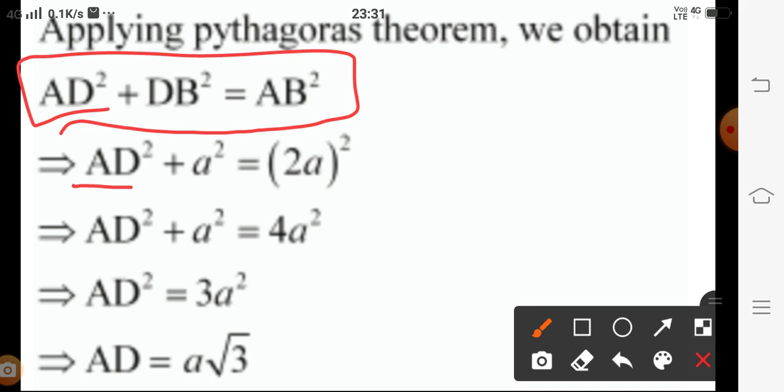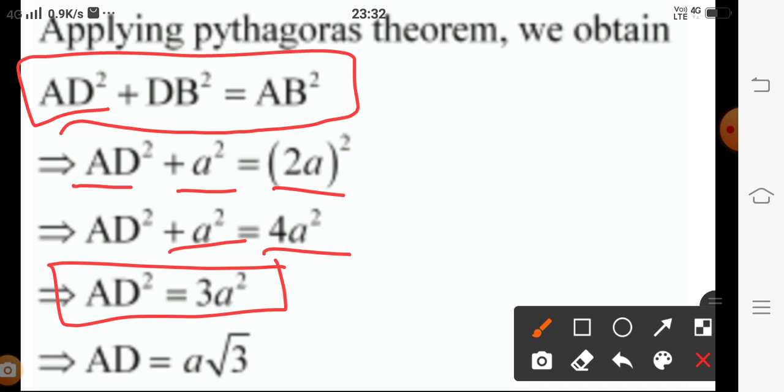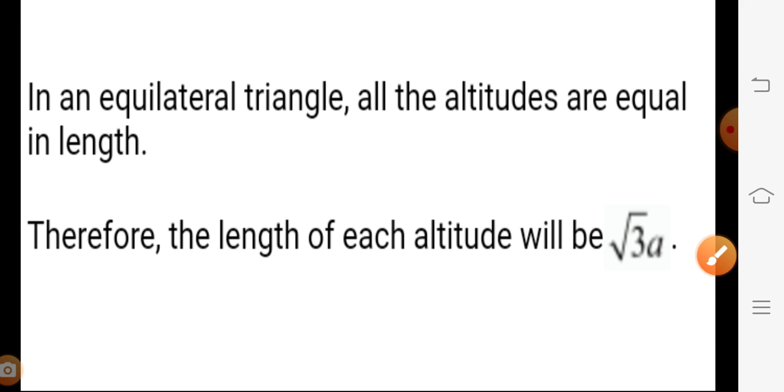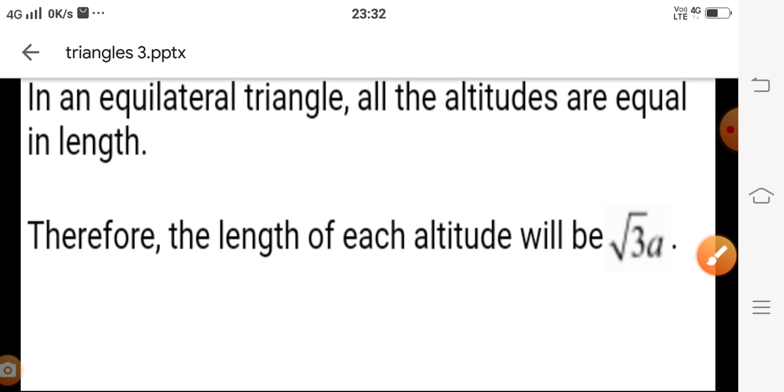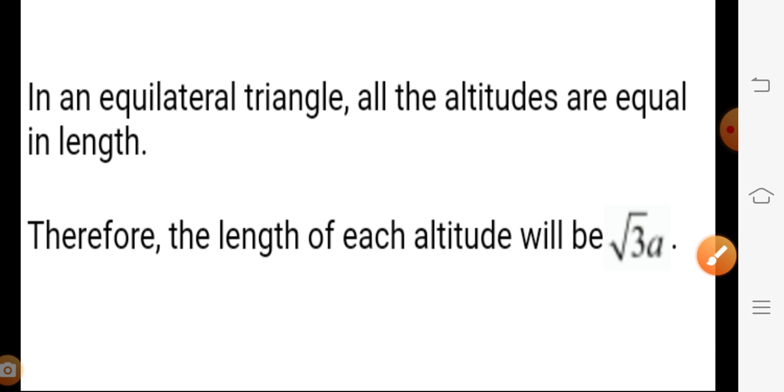Put the values. If you are putting the value, then DB is A and the length of AB is 2A. Then on making square and on subtracting, we are getting 4A square minus A square, that is AD square is equal to 3A square. Then AD equal to, we are getting A under root 3. This is the required length of the altitude of the equilateral triangle, and each altitude is equal. For this reason, the solution we are getting as under root 3 A if the length of the side of the triangle is 2A.